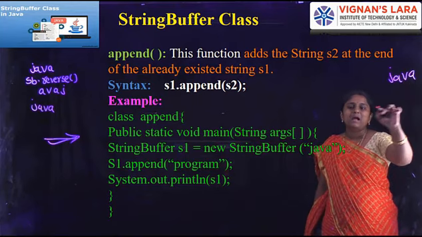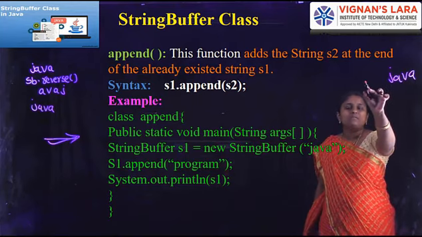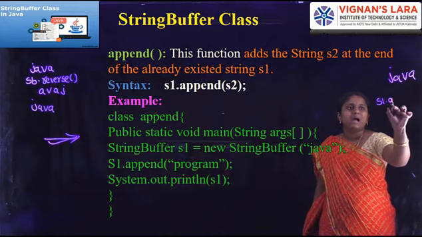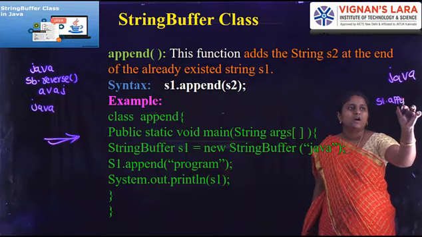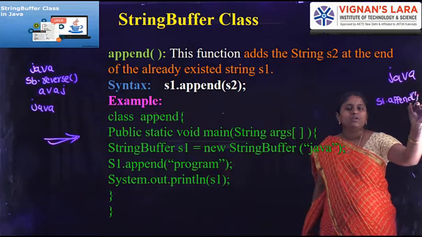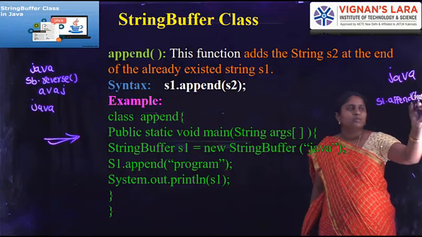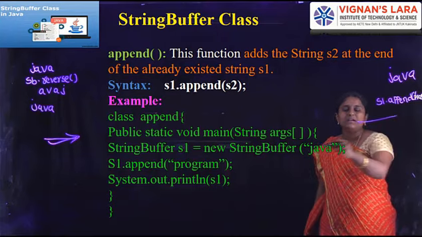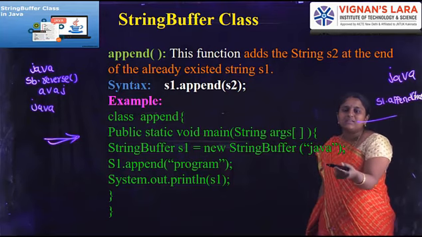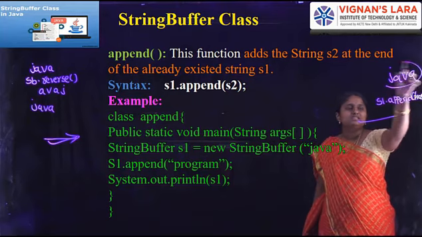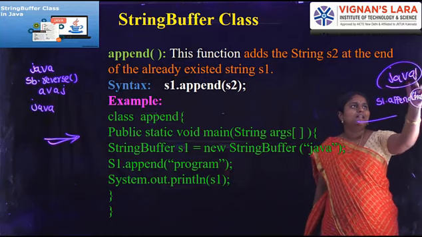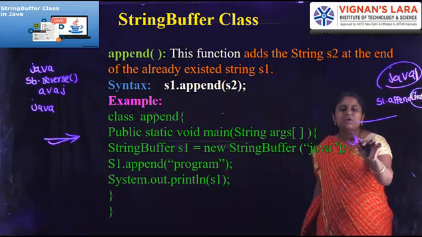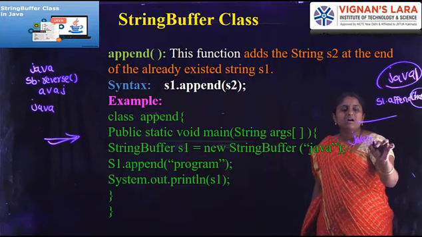Here I am applying the append method through this object reference. What is our object reference? s1. Whenever I apply the append method, s1.append, I am appending "program". What is the output of this statement? System.out.println(s1). The already given string is java, and program is added at the end of the already existing string. What is the output of this statement? Java program.